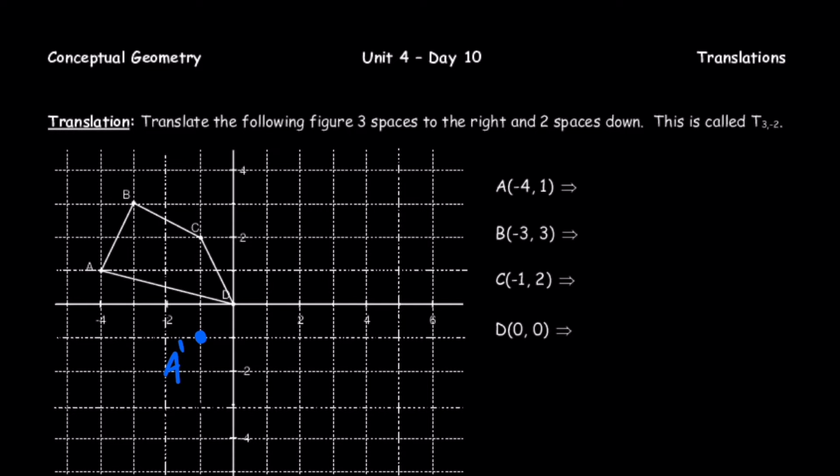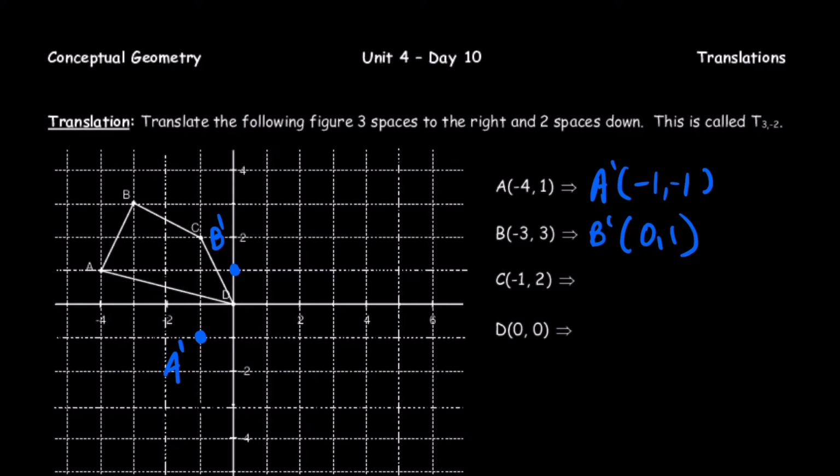What are the coordinates of A prime? Take a look at the graph. It looks like it's -1, -1. Okay, let's do the same thing for B. 3 spaces to the right, down 2, B prime goes there. Those coordinates would be 0, 1.